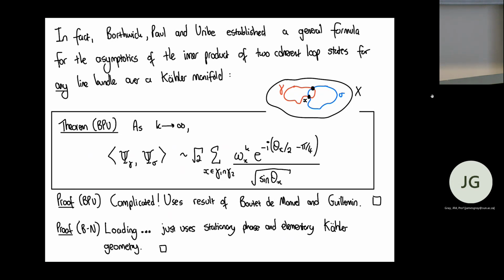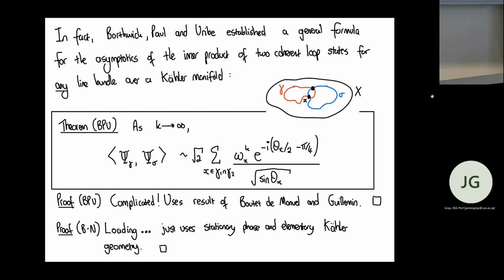In fact, some mathematicians, Borthwick, Paul, and Uribe, established a general formula for the asymptotics of the inner product of any two coherent loop states for any line bundle over a Kähler manifold. They said that the inner product of two coherent loop states can be expressed like this. There's a certain sum over points in the intersection of the two loops. You've got to calculate a certain thing at every intersection point. Their proof is very complicated, and we don't understand it. It uses a result of Boutet de Monvel and Guillemin, and we don't understand it.